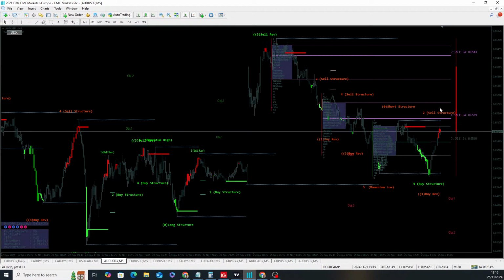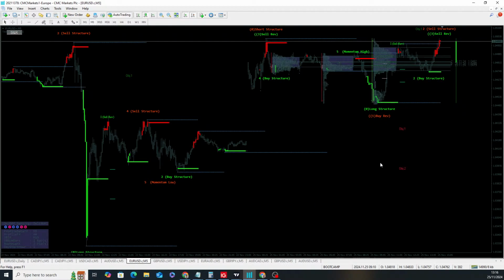Aussie dollar, you can see we have a completed wave structure down. We are looking for a reset. This is basically the opposite of the US dollar, Canadian dollar. We want to see a break higher, then a short using this two wave structure down. That's the Aussie dollar.